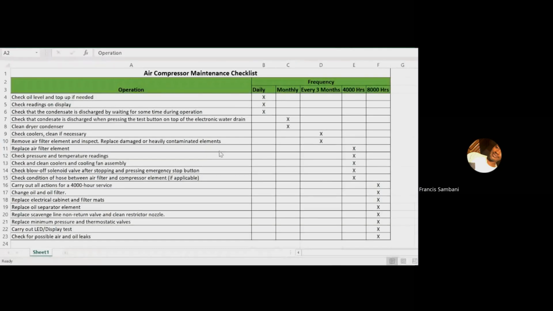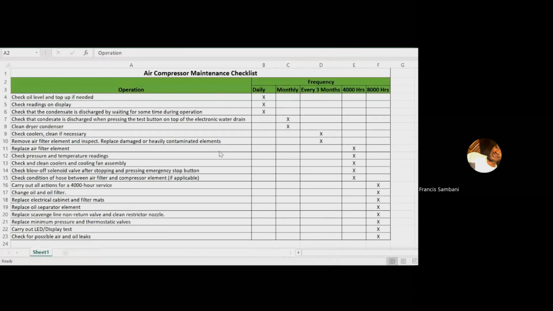So an air compressor maintenance checklist would look something like this. This is for a specific compressor, an Atlas Copco compressor used at certain PSA plants here in Lesotho. This one requires that daily you check the oil level of your compressor. Is it on the optimum level? If it's at the minimum level, you try to top up if needed.